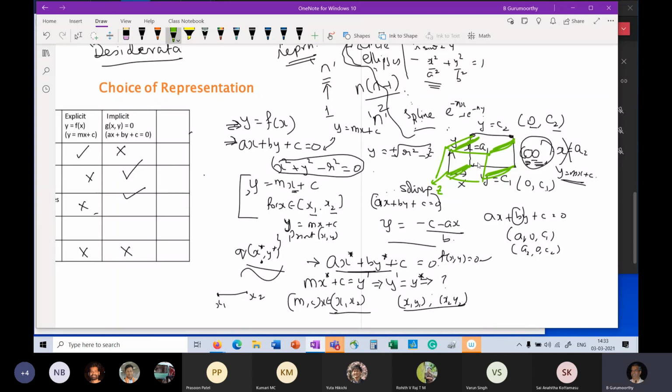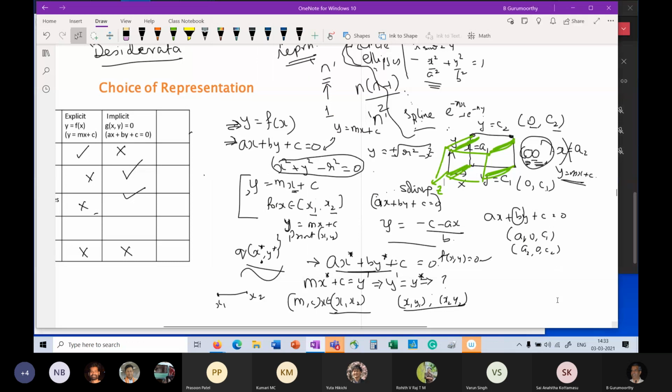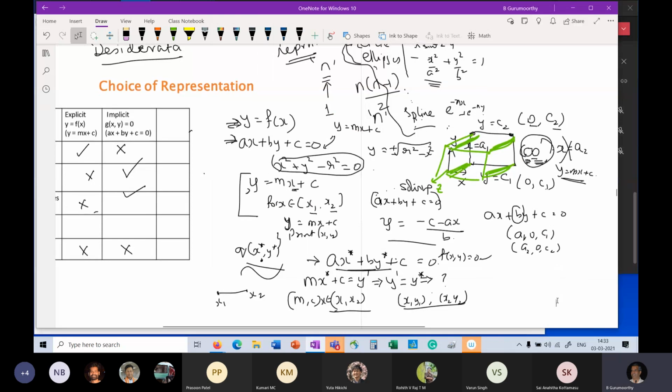Any thoughts? Okay, let's do a voice thing again. Those 4 lines that are there on the screen, which of these 2 representations do you think can be used to represent those 4 lines? One of them, none of them. Let's start with that first. Any thoughts?